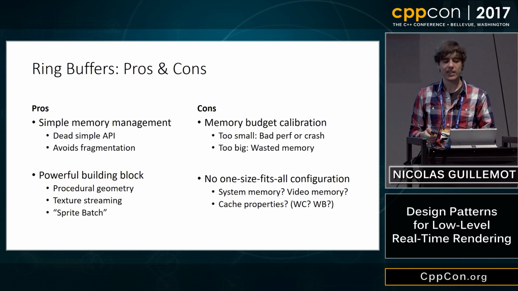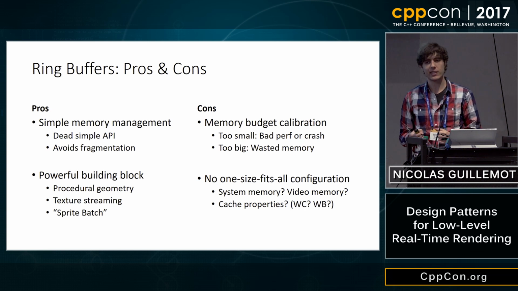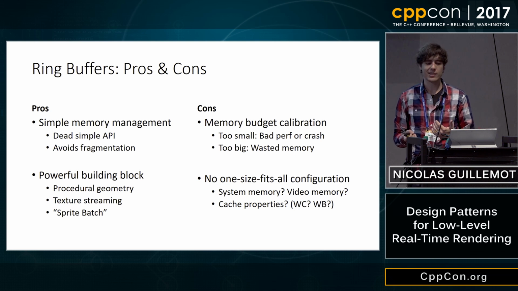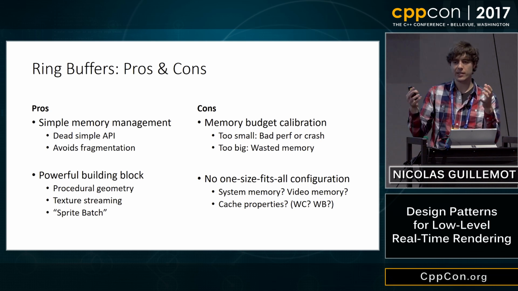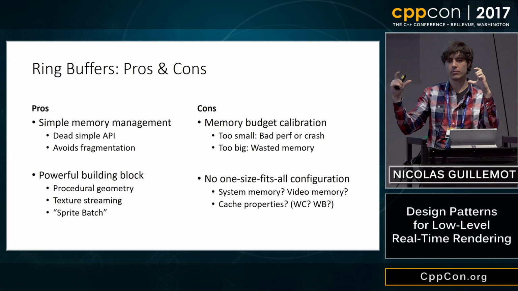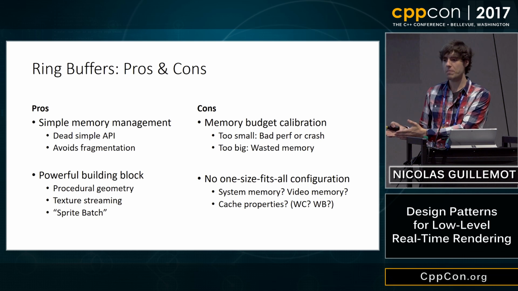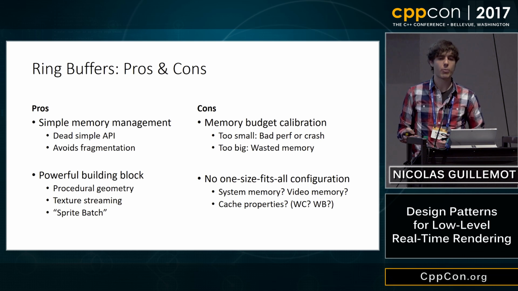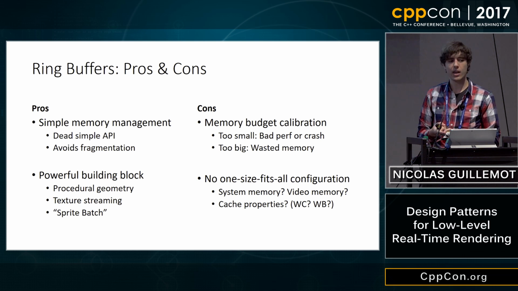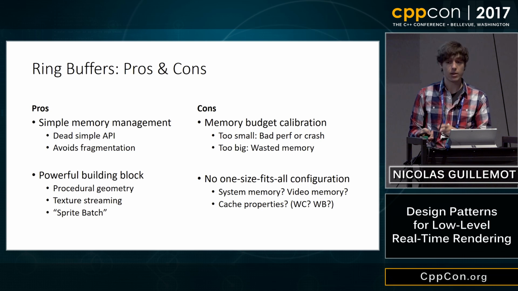Another big problem, I think, is that the memory configuration itself is not one size fits all, in the sense that this whole time I've been talking about this ring buffer memory region, but we haven't talked about, should this memory region be in system memory? Should it be in video memory? And what should the cache properties of this memory be? Should it be write combine cache? Should it be write back cache? Should it be write through cache?